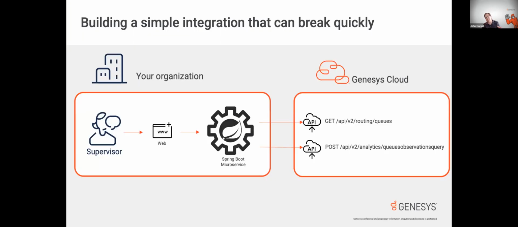All right, so let's set up the problem. For this, I've got a simple Spring Boot application that I built that I am going to walk through. It basically just takes a REST endpoint that you're going to pass in a queue name, and you're going to call our queue service to get the ID for that queue name, and you're going to call our queue observations query. And this was based actually on a real world scenario that some people ran into.